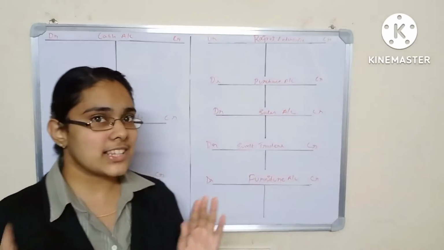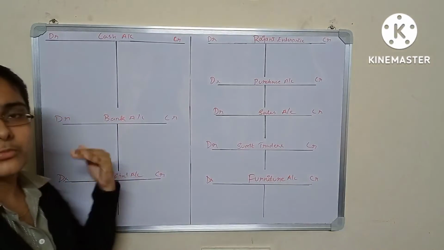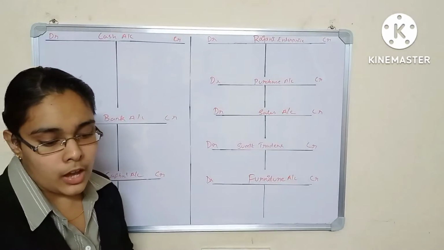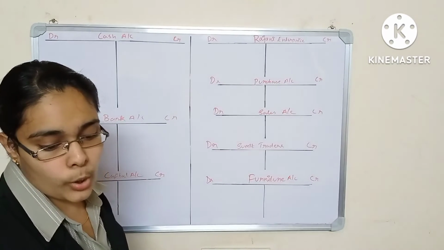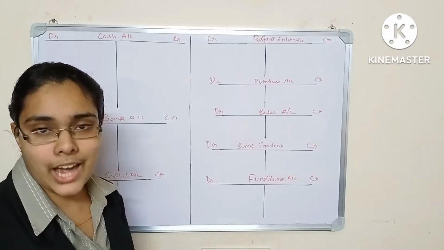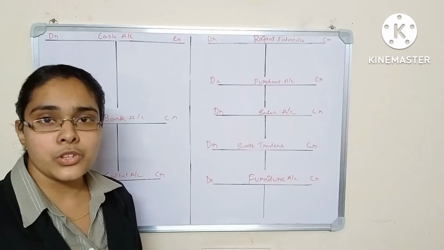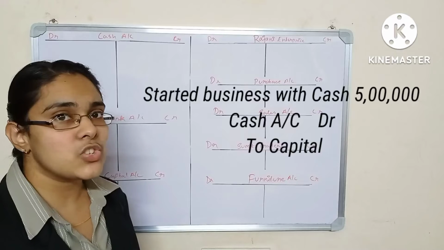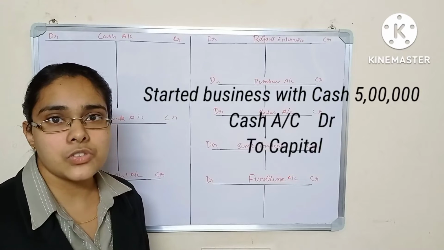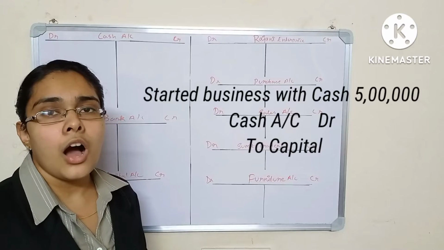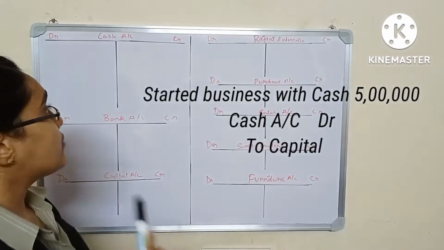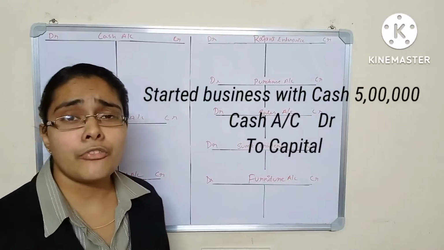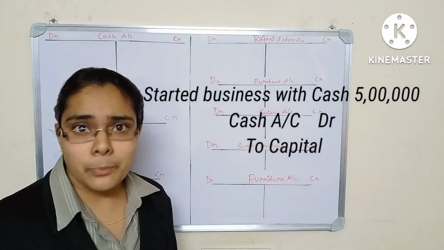Okay, so now let us discuss the problem, transactions one by one. First transaction: Rohit started business with cash 5 lakh. Which are the two accounts involved here? Cash and capital. What will be the journal entry? Cash account debtor to capital. So how will you write? You have debited the cash account and you have credited the capital account.